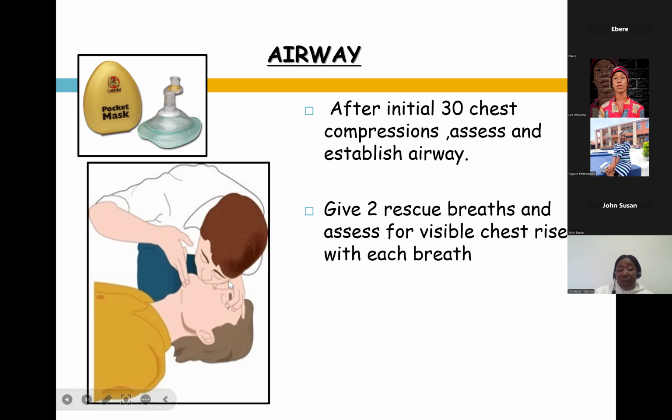If you look at this picture very well, you see this person has closed the patient's nose so that the air you are breathing in does not come out through the nose. That's the essence of pinching the nostrils so that the air will not escape. So you give 2 rescue breaths. What are you going to do to make sure that the breath is effective? Make sure there is visible chest rise, a movement in the chest, indicating that some air was introduced into this person's lungs.